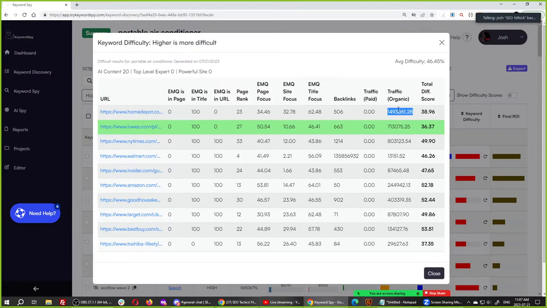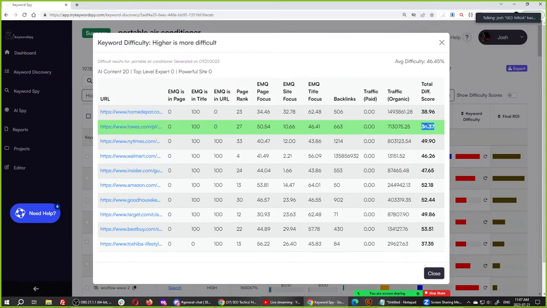But here we have the traffic to the site. Look at all the traffic that they get to this site. This is, pound for pound, probably the most important ranking signal there is. And what other keyword difficulty tool tells you this? None that I'm aware of. And factor it in an estimation. So Lowe's is the low-hanging fruit here.